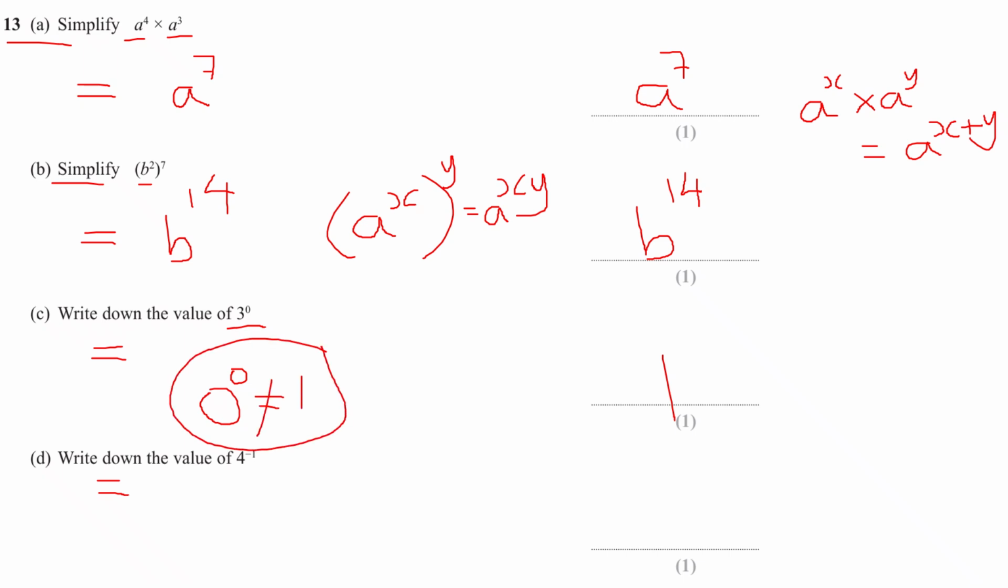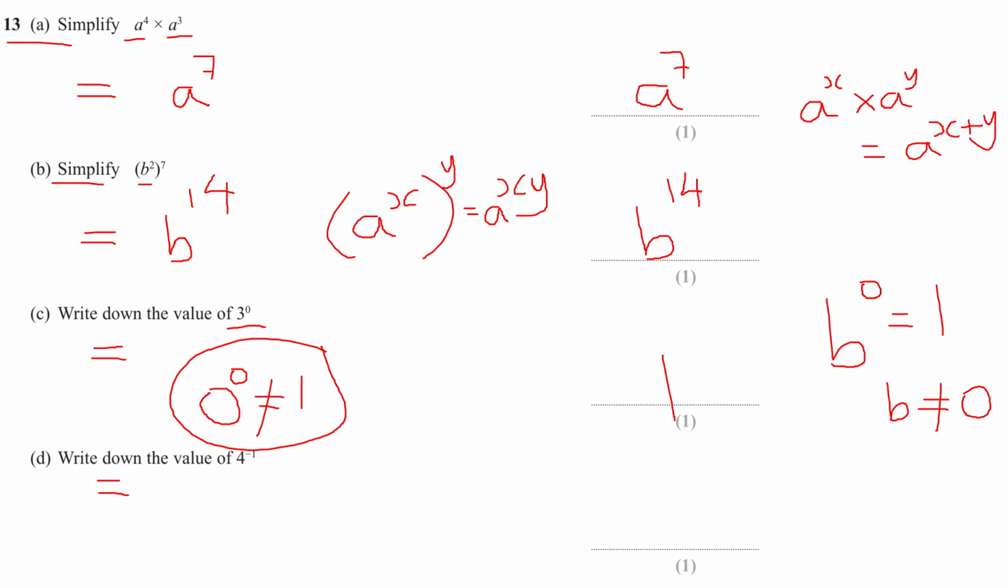But any other number or term to the power of 0 is always 1, as long as that term does not equal 0, because 0 to the 0 is what we call indeterminate, so there's no value, or no answer, I should say.